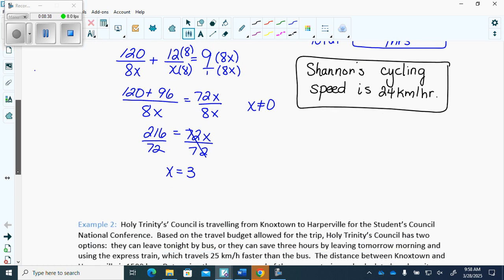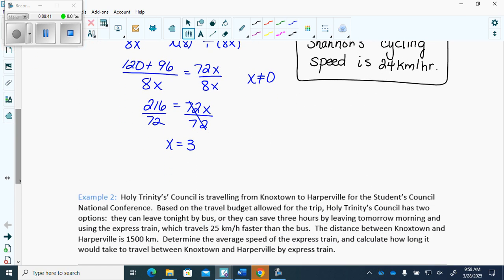Example 2. This one here says Holy Trinity's Council is traveling from Knoxtown to Harperville for the Student Council's National Conference. Based on the travel budget allowed for the trip, Holy Trinity's Council has 2 options. They can leave tonight by bus, or they can save 3 hours by leaving tomorrow morning and using the express train, which travels 25 kilometers per hour faster than the bus. So is that 25 times faster? That would be aggressive. Okay?